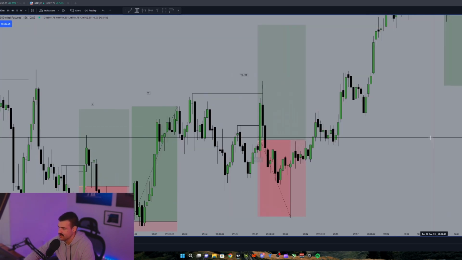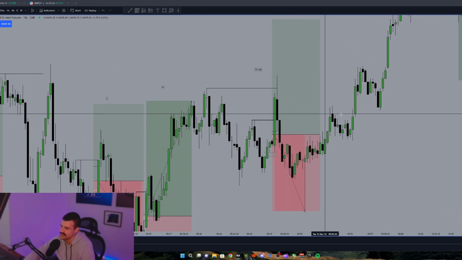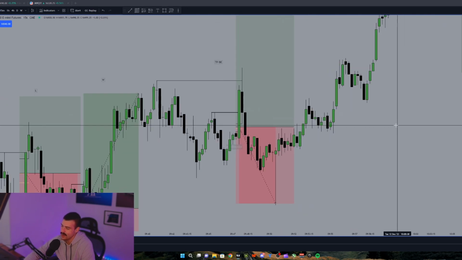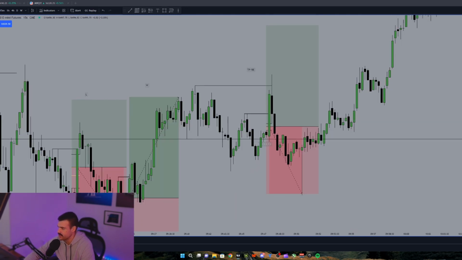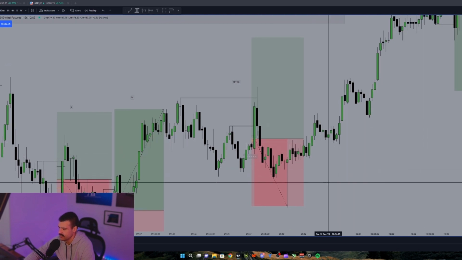Usually when I see us wick a high like that and don't even close a body above it, I'm not interested at all in it. I'm just going to wait for the next setup to present itself. So me personally, I did not take this.